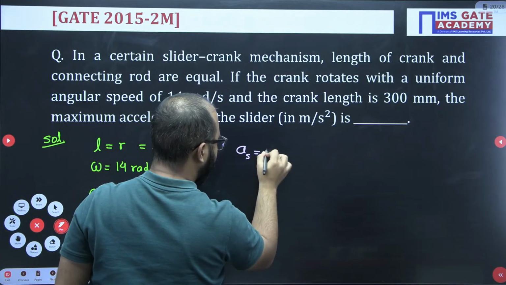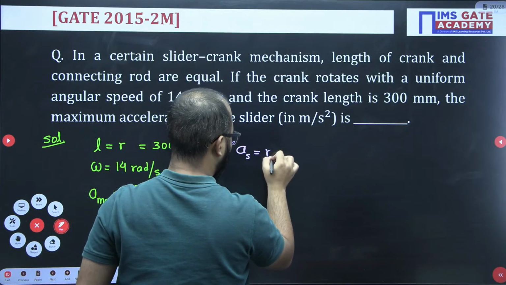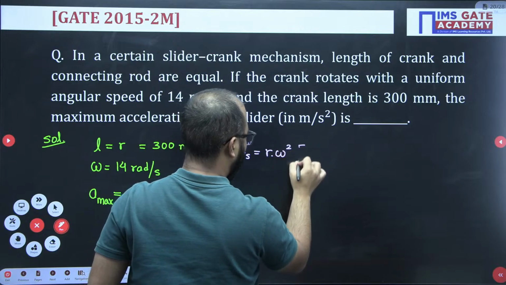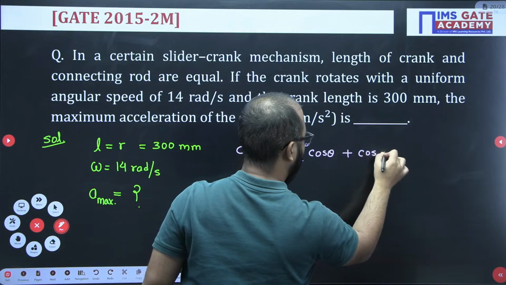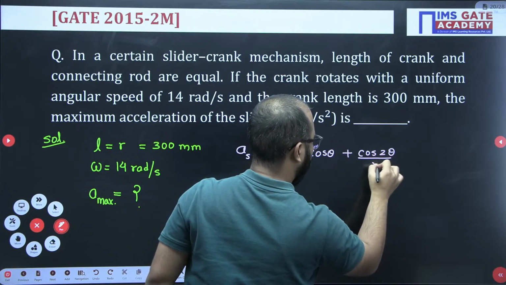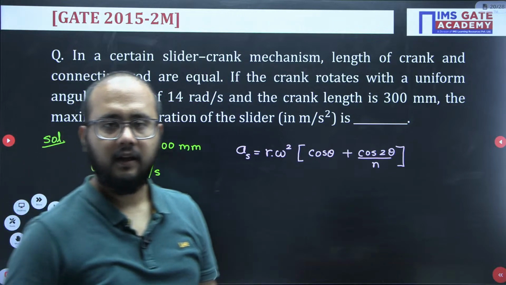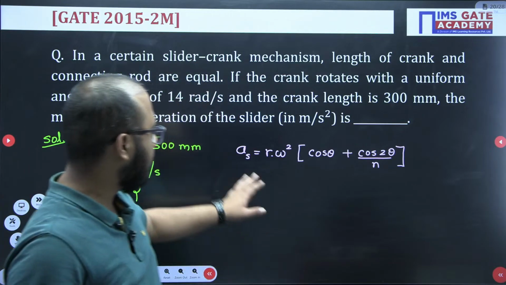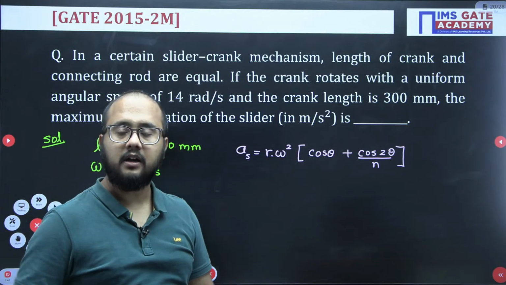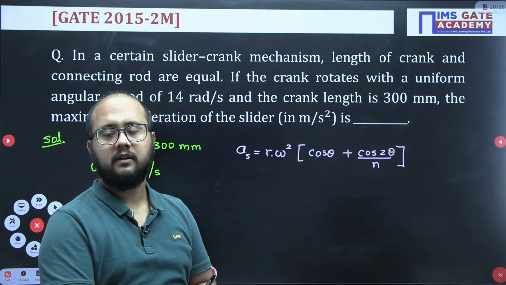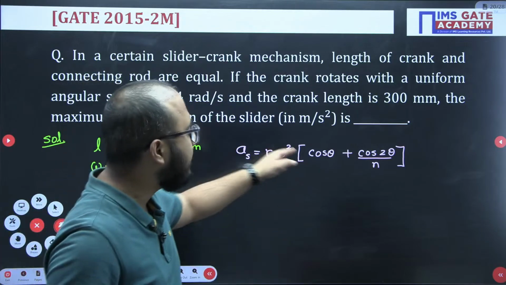See, the acceleration of slider formula is R omega square, in the bracket cos theta plus cos 2 theta divided by n. This is the formula we are having, right? Now when is it going to be maximum? Under what situation is this value going to become maximum? When theta is 0.